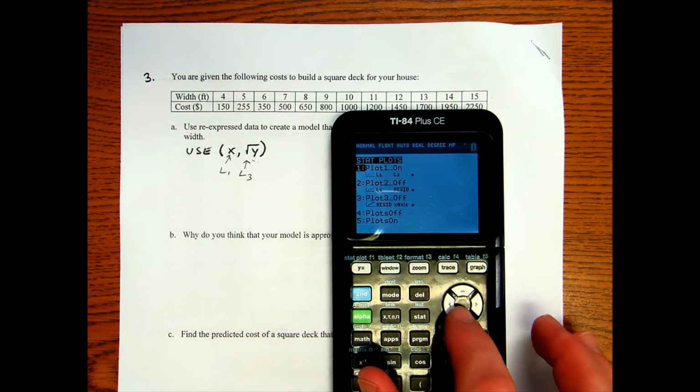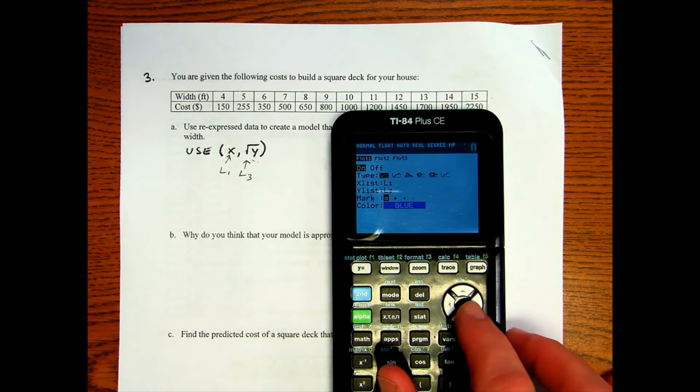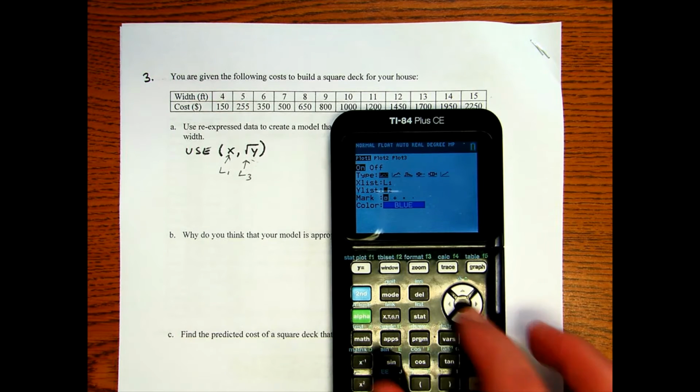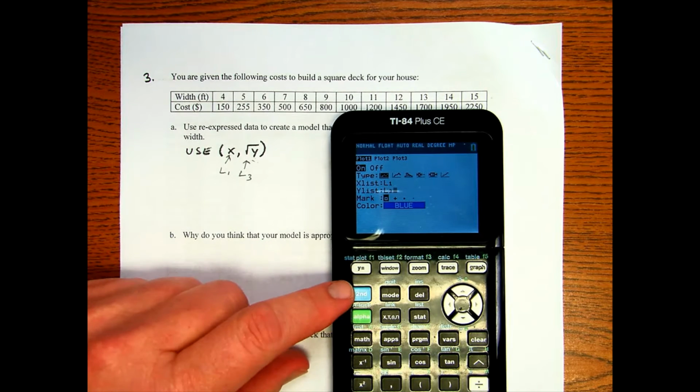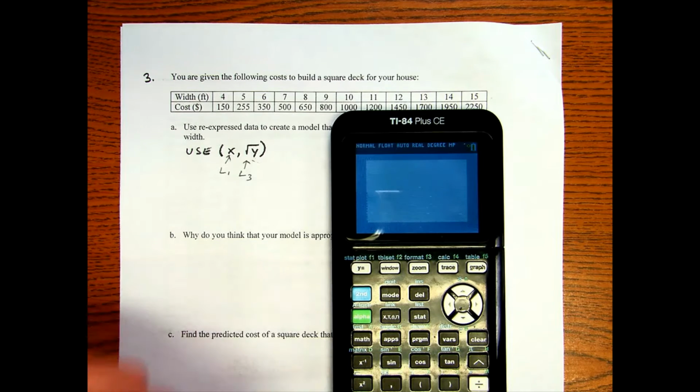Let's take a look to see if that appears to linearize the data. So now I'm going to look at L1 versus L3. I'm just going to zoom 9 it. And that certainly appears to be more linear than the original set. So just upon visual inspection, that seems to be heading us in the right direction.